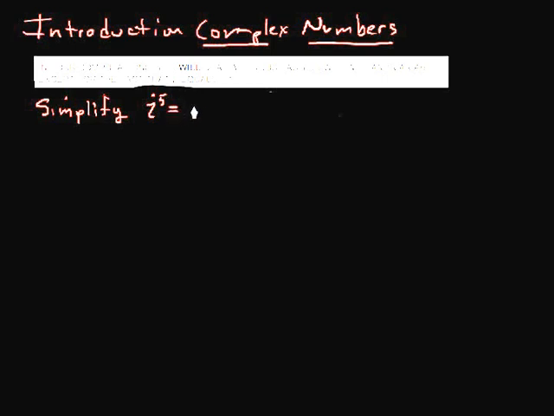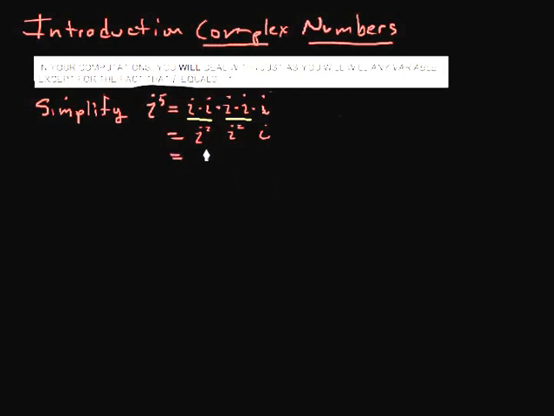Well, if you do it out old school, we'd have i times i times i times i times i. We can use the fact that i squared is equal to -1 here. So these two, i times i, is going to be i squared. These two right here would be i squared also. And then we'd be left with one more i at the end.